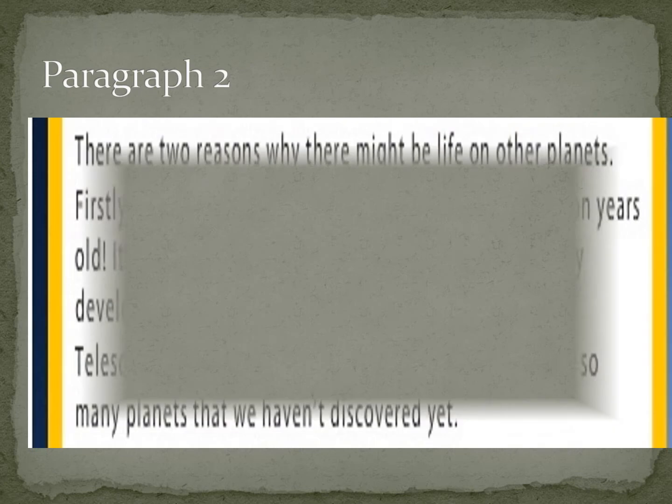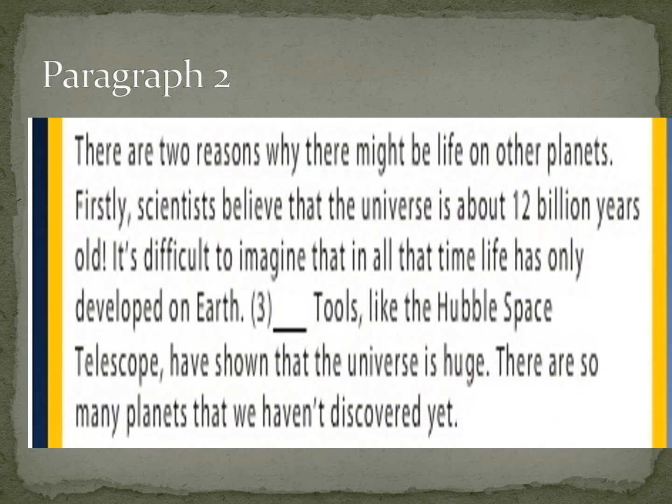Okay, paragraph 2. There are 2 reasons why there might be life on other planets. Firstly, scientists believe that the universe is about 12 billion years old. It is difficult to imagine that in all that time, life has only developed on Earth. What is meant by develop? Develop is a verb which means grow or cause to change into a more advanced state. It's hard to believe that there was no life anywhere else except for Earth for 12 billion years. That's a lot of time.